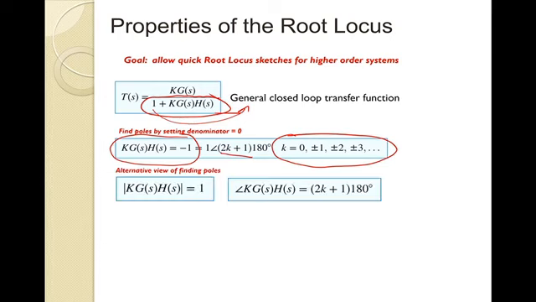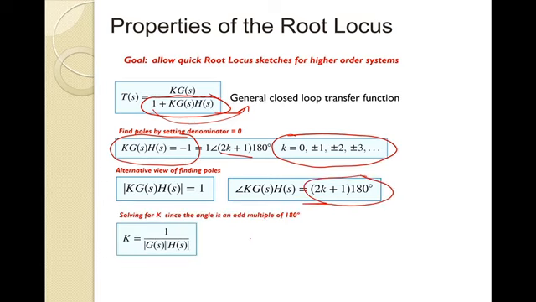An alternative view of this is we could first look at the magnitude and say, if the magnitude of k times g times h equals 1, certainly we know that the angle here is going to be as shown here. And so we can basically just focus on that magnitude characteristic. Now we can rewrite that characteristic and solve for the gain k, because we already know that the angle is going to be this odd multiple of 180 degrees. So we are left with solving for the gain k as 1 over the magnitude of g times the magnitude of h.